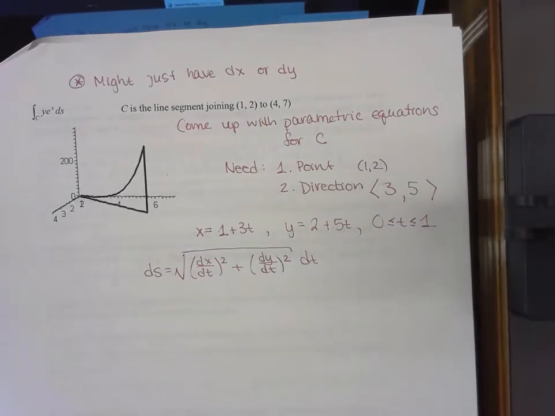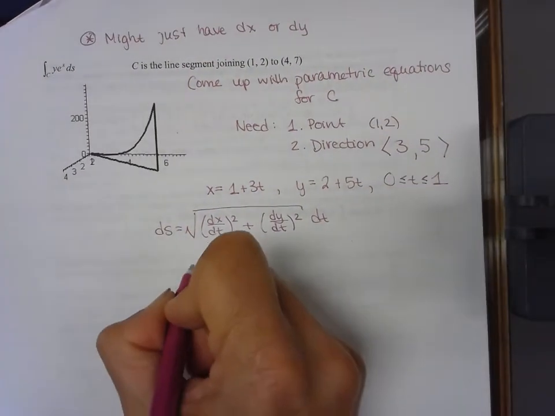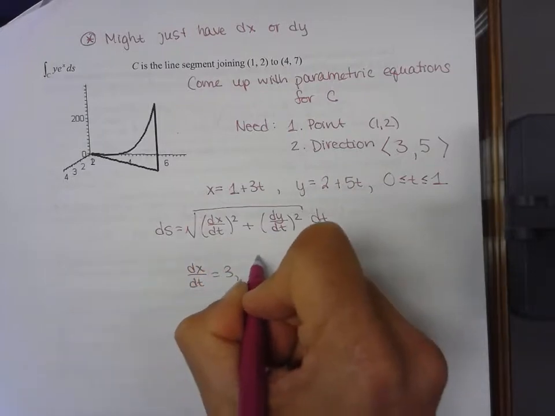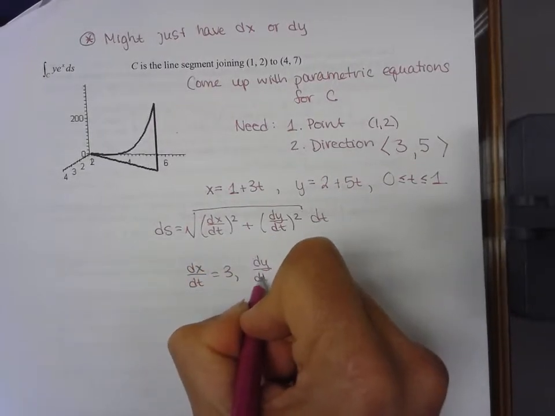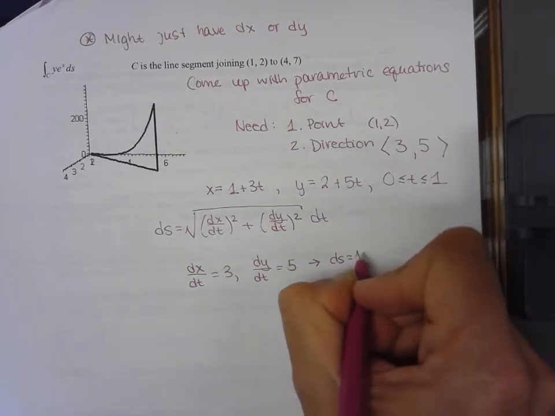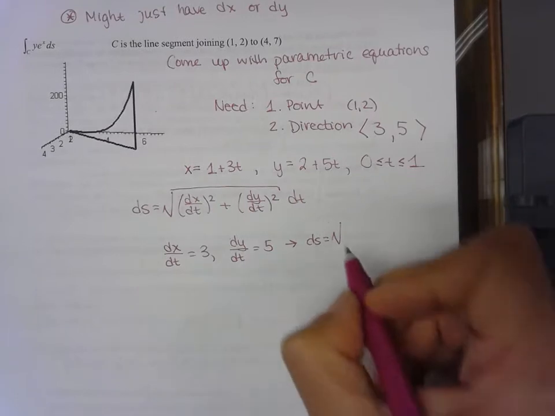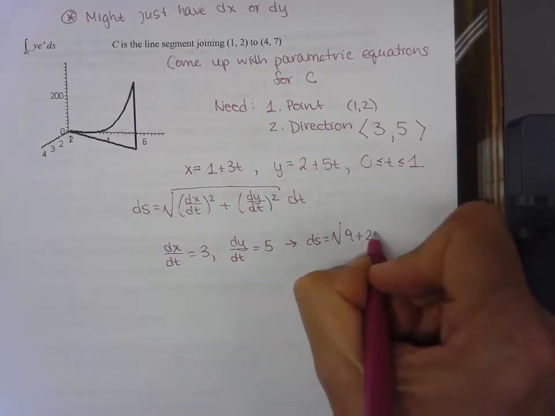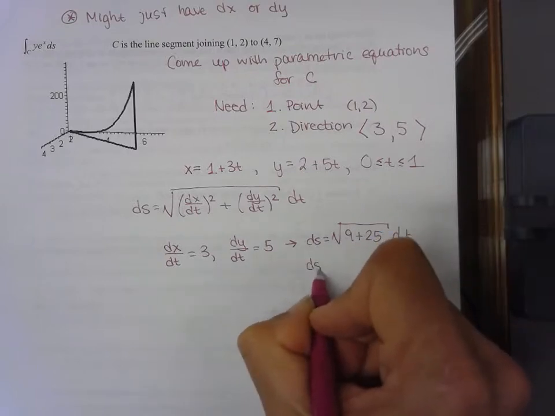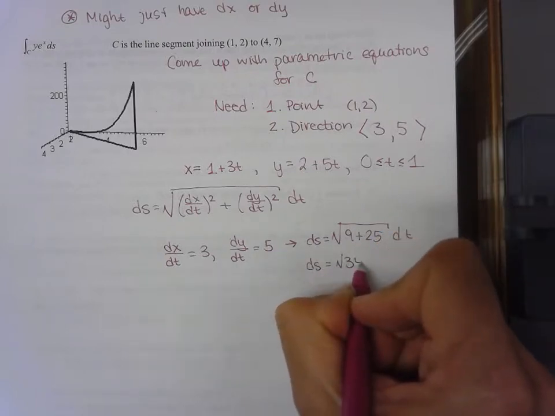So in our problem, what's dx/dt? 3. And dy/dt is 5. So ds is the square root of 9 plus 25 dt, or the square root of 34 dt.